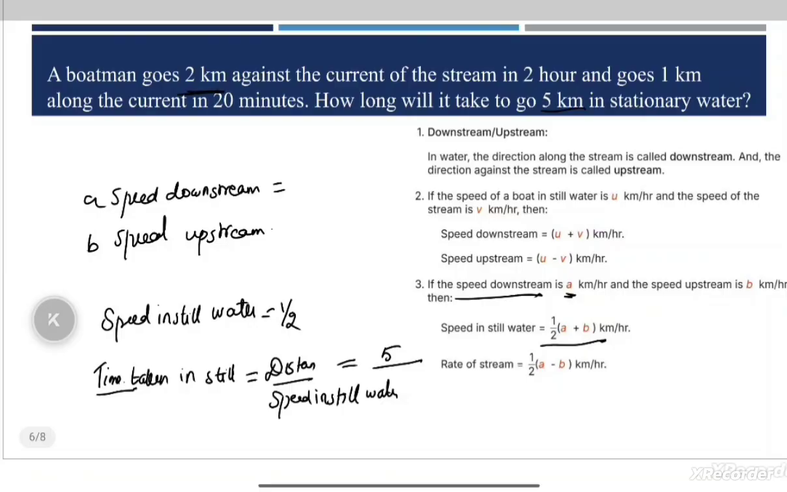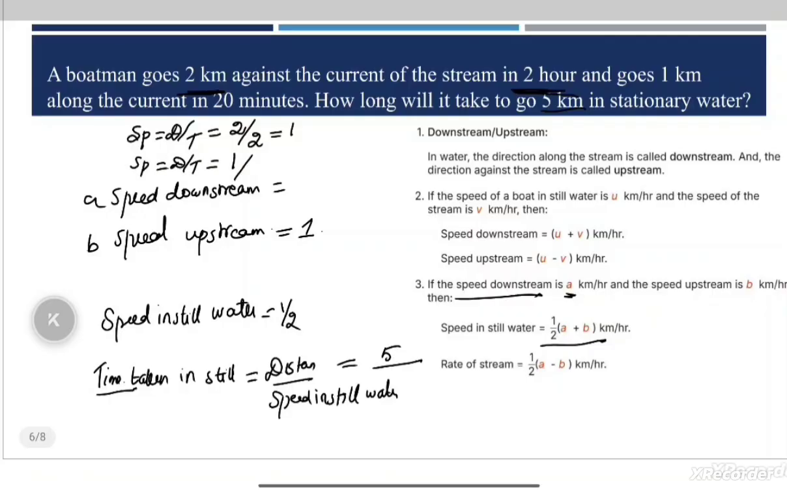So what is speed? Speed is nothing but distance by time. Okay, so he travels a distance of 2 kilometers in 2 hours. So the speed upstream is nothing but equal to 1. So what is speed downstream? Downstream, again, speed is equal to distance by time. Distance is nothing but 1 kilometer, but here it is 20 minutes.